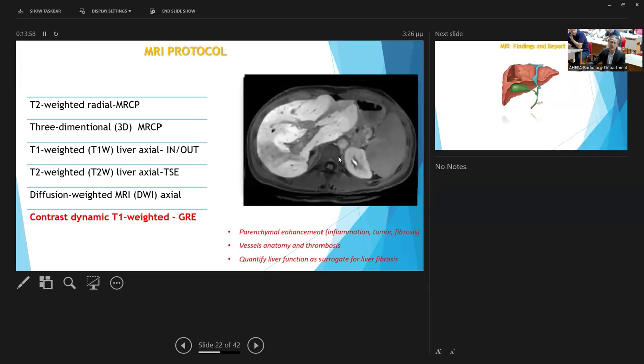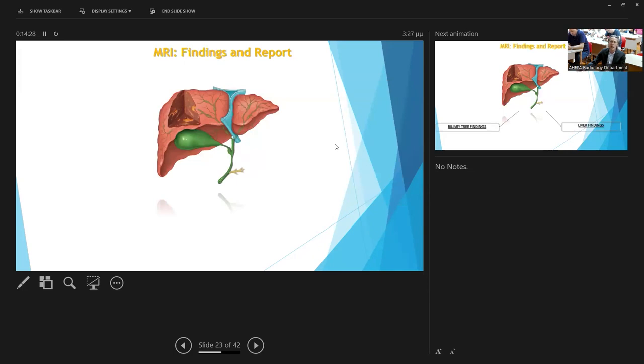Moreover, the hepatobiliary contrast agent is able also to offer information regarding the areas of liver parenchyma that do not work correctly, like in this example, the right side of the liver and along the second segment of the liver. So, the hepatobiliary contrast agent is really useful to assess the function of liver parenchyma and biliary tree as well. But how should we write our report?